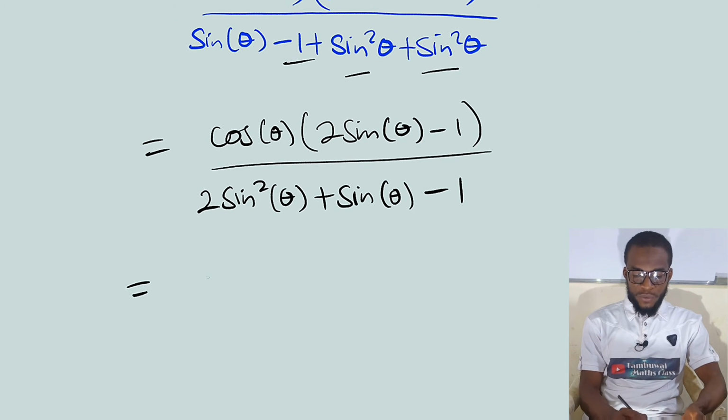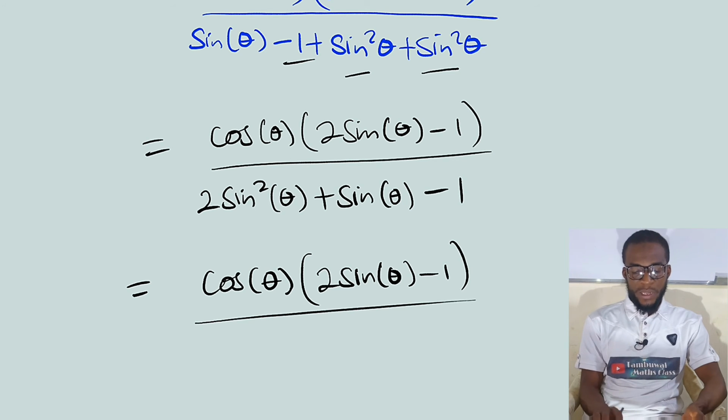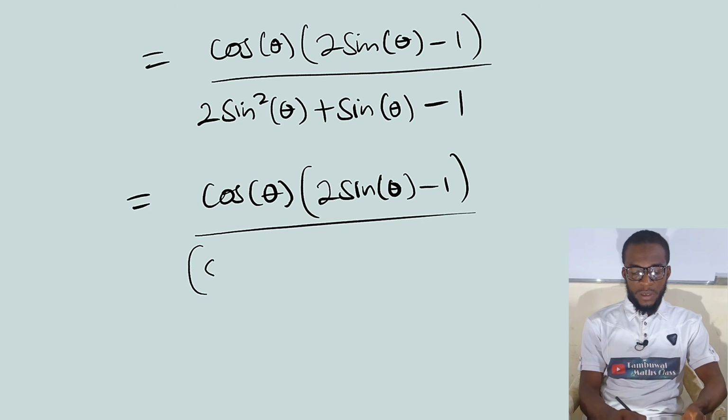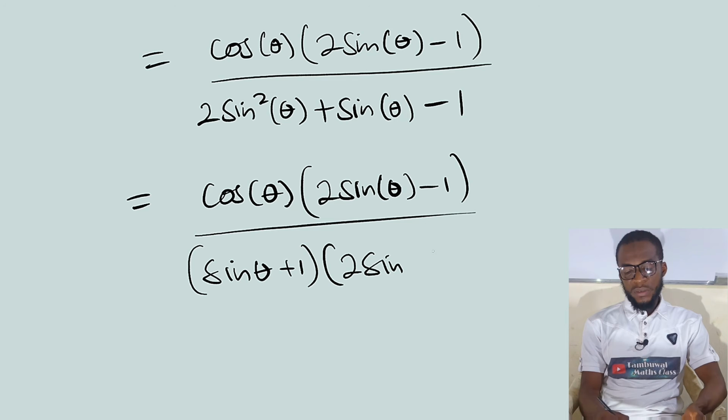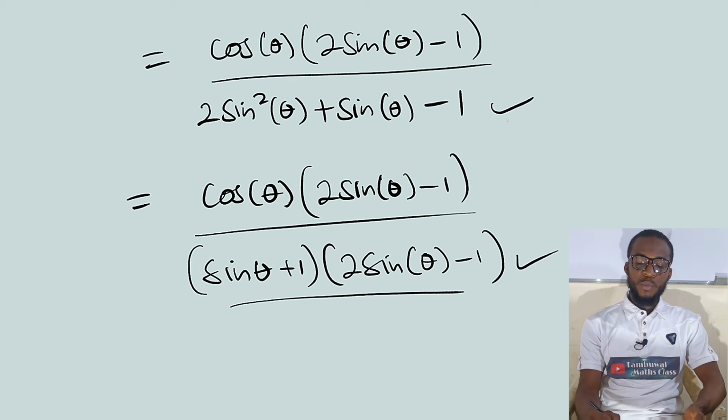So this is equal to cos theta multiplied by 2 sine theta minus 1 divided by sine theta plus 1 multiplied by 2 sine theta minus 1. This is the factorized form of this. If you should multiply these two together, you must get this back.